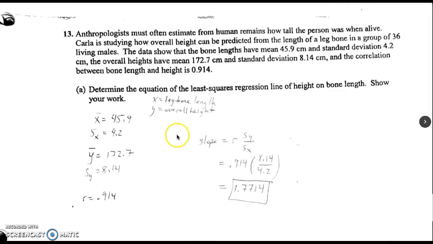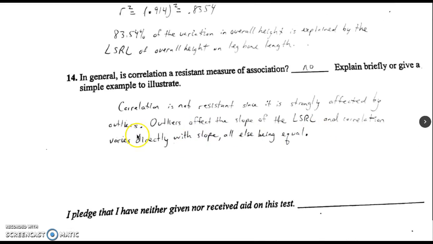If you change correlation, if you increase it, the slope goes up. If you decrease it, the slope goes down, because it varies directly with the slope.